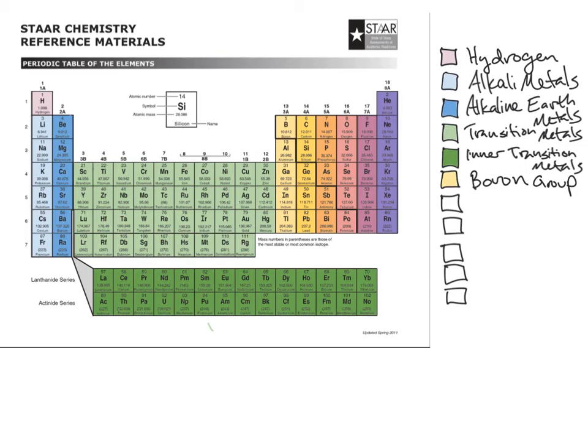After the boron group come the carbon, nitrogen, and oxygen groups, which are these 3 columns. So we're going to fill in those as the next ones. The carbon group, the nitrogen group, and the oxygen group.